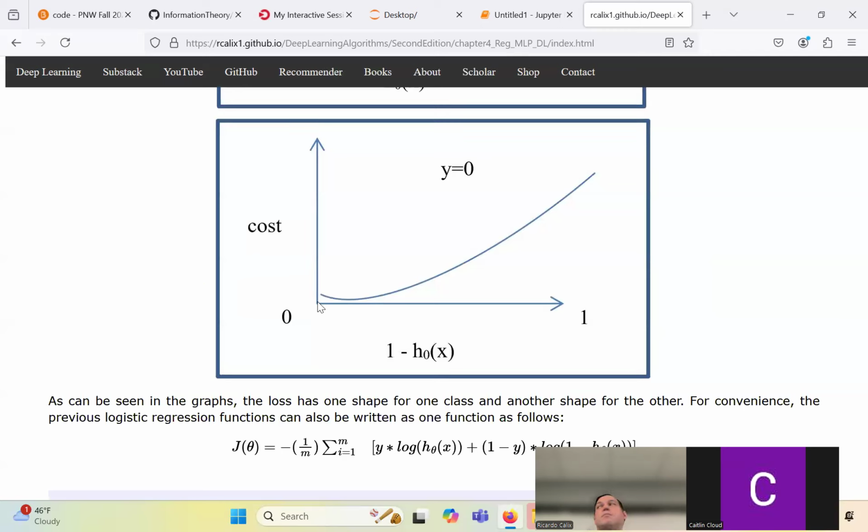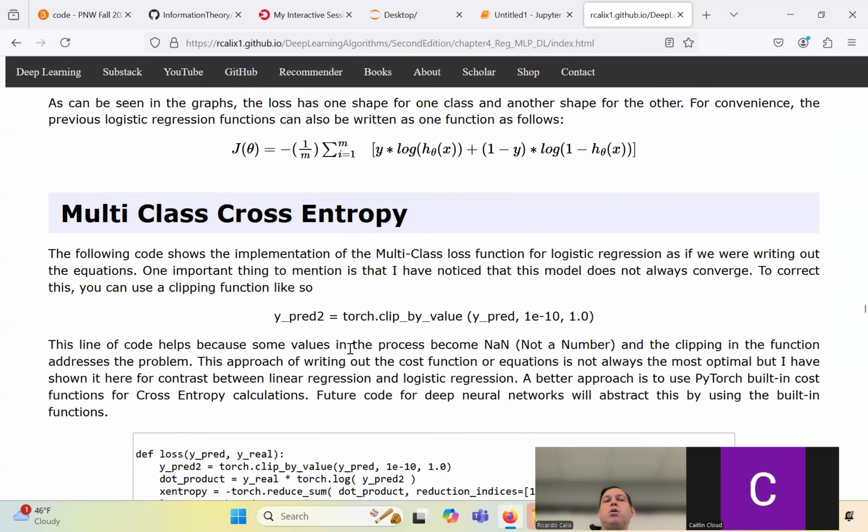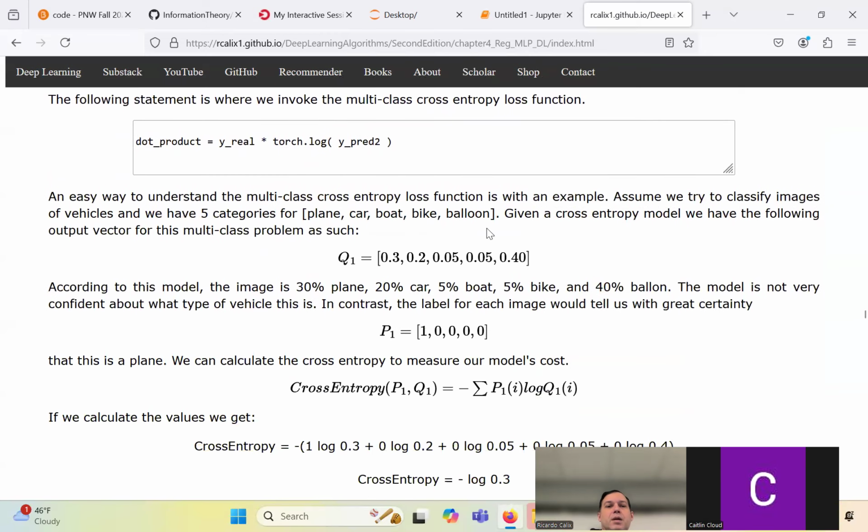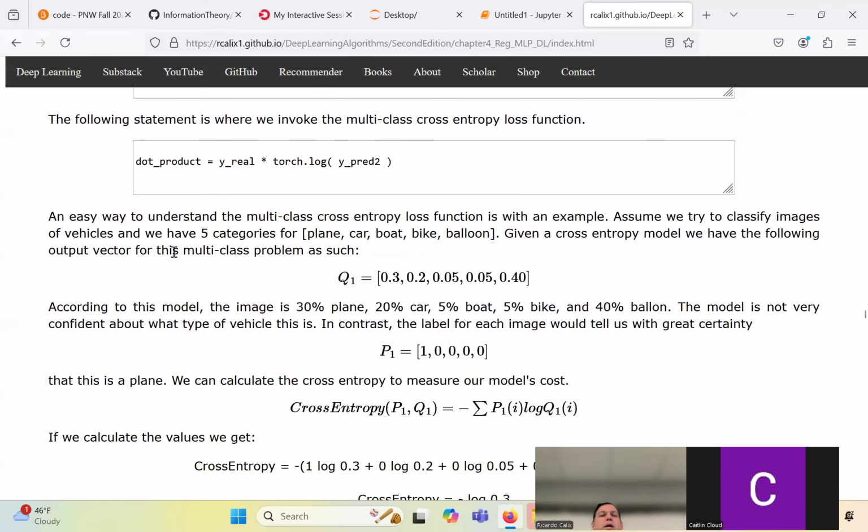Make sense? All right. So now the last bit of this is multi-class cross entropy, which actually is pretty easy now because it's very similar. So multi-class is what? You have not just binary entropy, cat and dog, but you have cat, dog, bird, something. So you can see this one here. An easy way to understand the multi-class cross entropy loss function is with an example.